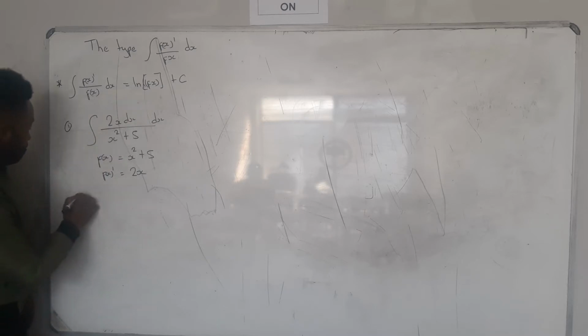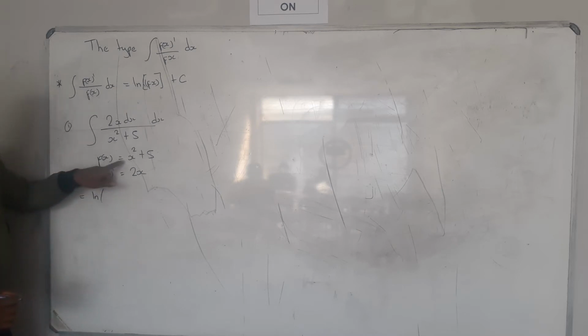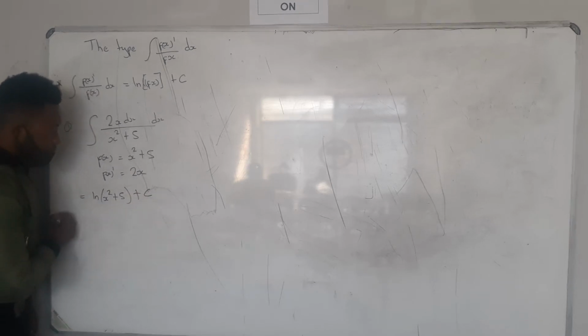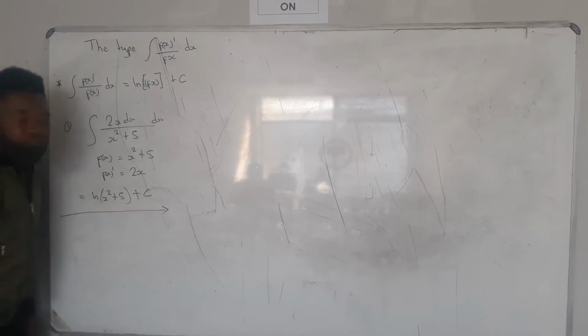So it's going to be what? Equals ln, open bracket. What is my f(x)? It is this, né? Which is x squared plus 5. And then I said to show that you have integrated, you write plus c. Né? Then you are done.